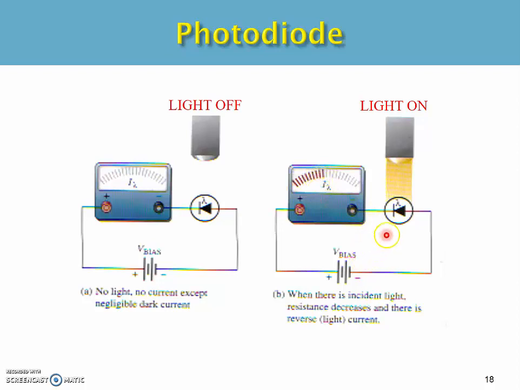Take note that the normal operation of a photodiode should be reverse biased. You see, the bias voltage tries to push the current in this direction, and here is the cathode. The vertical bar is here, while the negative terminal is connecting to the anode. So this is a reverse biased diode.